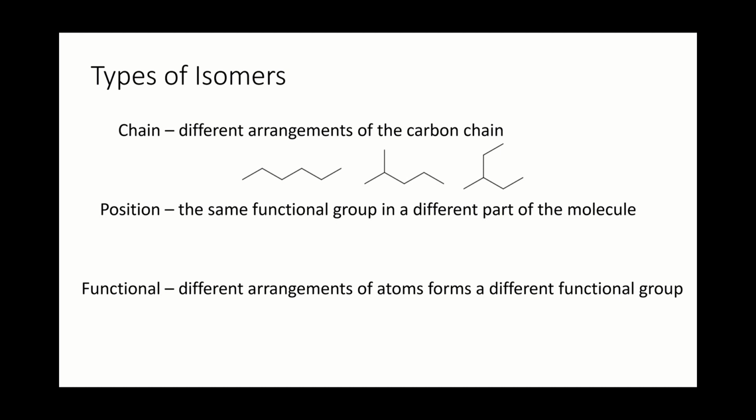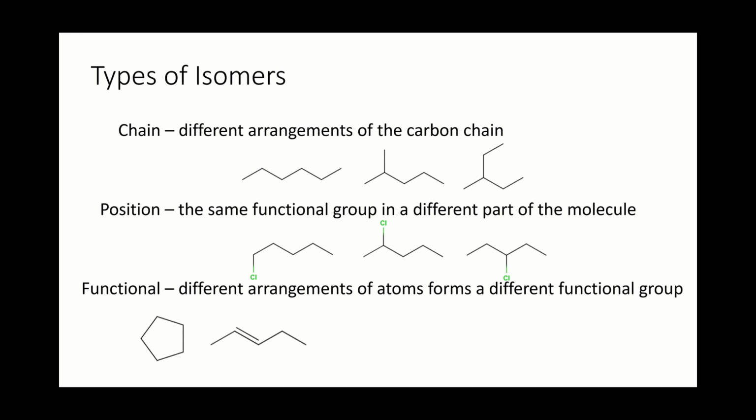Another type of isomer is a position isomer, and that's where you have a functional group moved to a different part of the molecule. So the example I have here is chlorine. If I have a chlorine attached to a carbon chain, each one of these different arrangements of the chlorine is a different isomer. And the last type of isomer that we can have is where we actually change the functional group based on where something moves to.